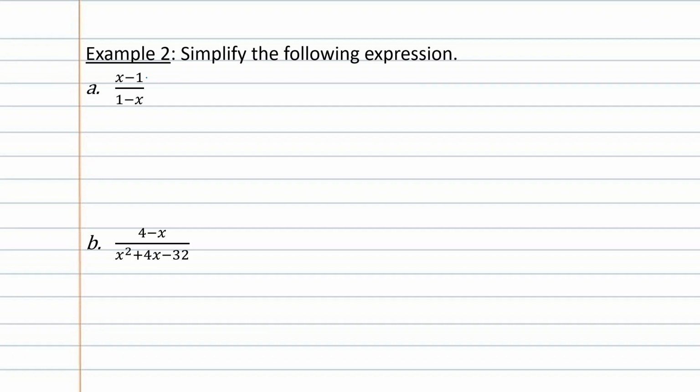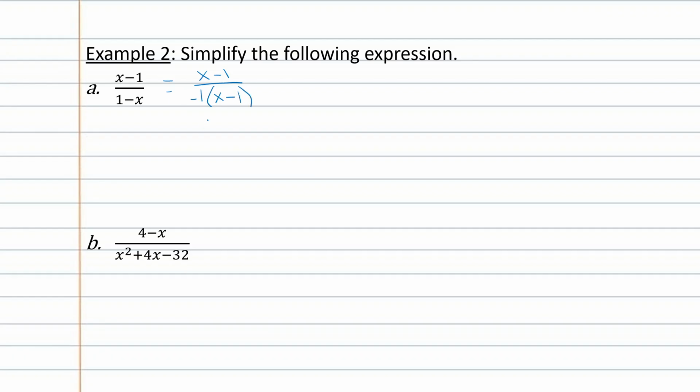Now x minus 1 is pretty much as factored as it's going to get. There's not much we can do there. In the denominator, we have 1 minus x. What I'm going to do here is pull out a negative 1 so that I can get this x to be positive. If I pull out a negative 1 here, I should be able to turn that x positive, and then this 1 here should turn negative.